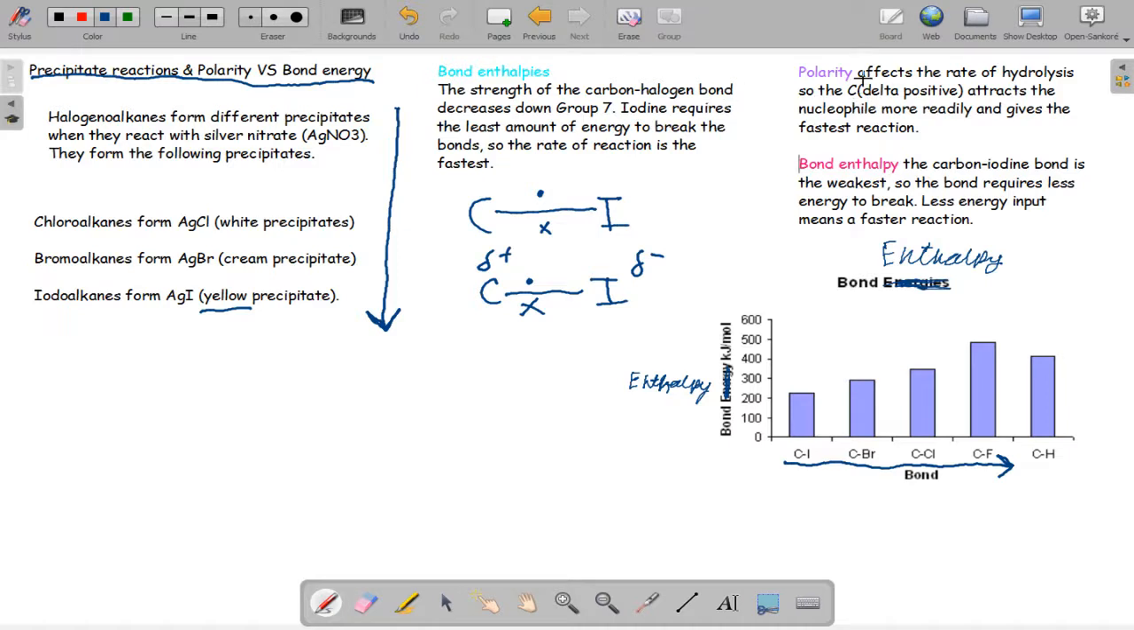So definitions: polarity affects the rate of hydrolysis, so the carbon delta positive attracts the nucleophile more readily and gives the fastest reaction. So this is the key word. The nucleophile is attracted more readily and it gives the fastest reaction if less energy is required to break those bonds in the first place. So bond enthalpy: the carbon iodine bond is the weakest, so the bond requires less energy to break. Less energy input means a faster reaction.